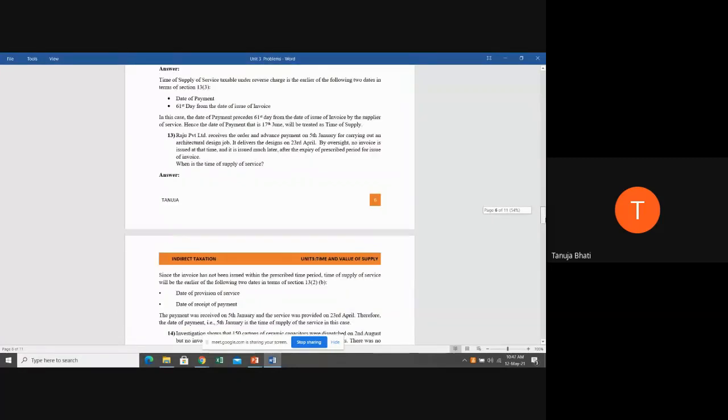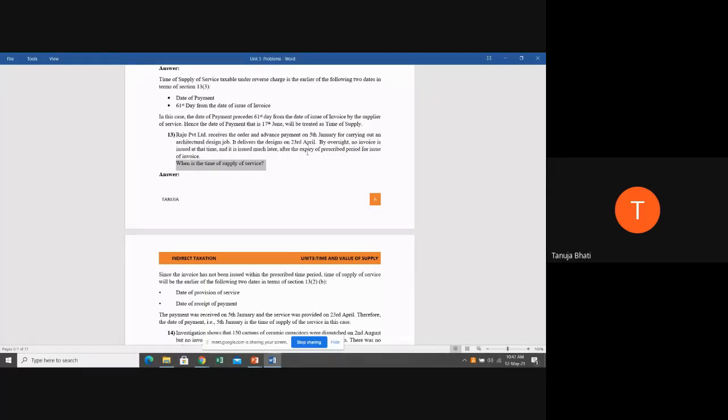Let us move ahead to problem number 13. Raju Private Limited receives the order and advance payment on 5th January for carrying out architectural design job. It delivers the design on 23rd April. By oversight, no invoice is issued at that point, and it is issued much later after the expiry of the prescribed period of issue of invoice. So students, they are asking us time of supply of services. Now this is a forward charge because nothing is mentioned that whether it is covered under reverse charge. So if the problem is silent, then you have to always consider it as a forward charge.